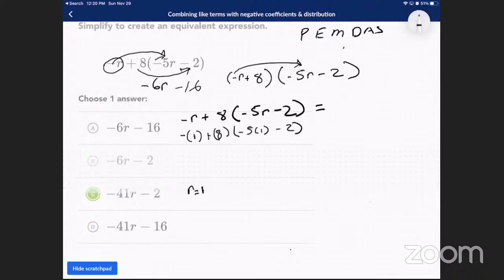And then we'll solve it, right? So we have negative 1 plus 8 would be positive 7, right? And then inside here we would have negative 5 times 1 would be negative 5, minus 2, which would be, I have negative $2 in my bank account and I want to buy something for negative $5, and I end up with negative 7, right? And then we end up with, let me go ahead.